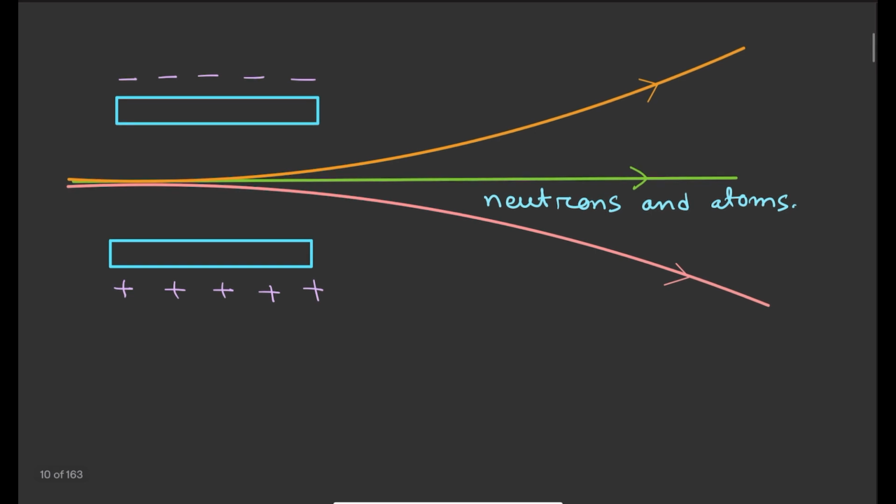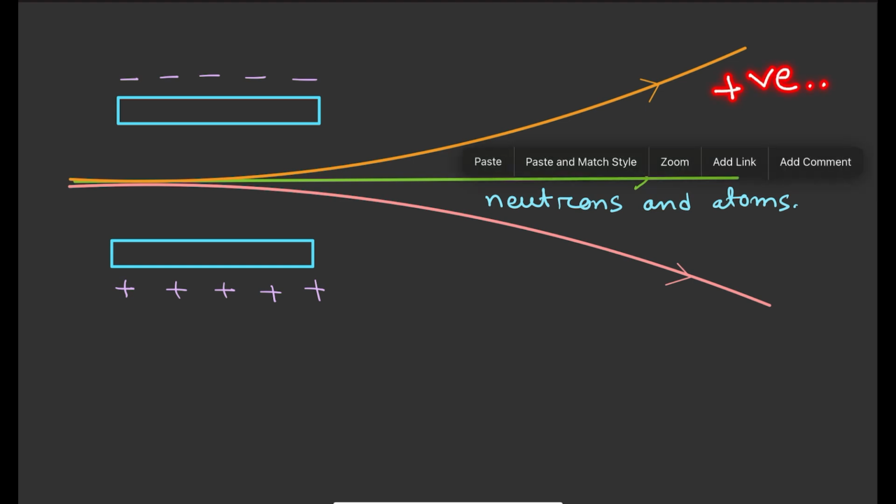Now, if we pass any atoms or ions, they will be deflected according to their charge and mass. For example, if I pass any neutrons or any atoms or any uncharged particles, they will pass straight on because they are uncharged and will not be attracted towards any of the plates. But if we pass any positively charged particles, they will be attracted towards the negative plate. And if we pass any negatively charged particles, they will be attracted towards the positive plate.